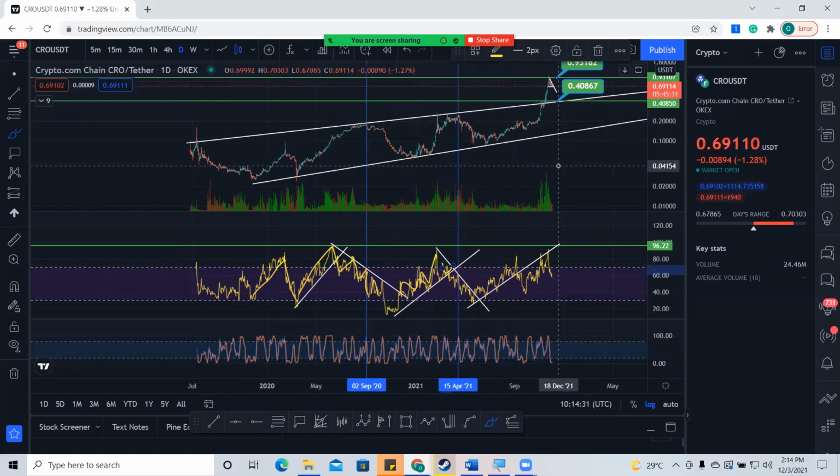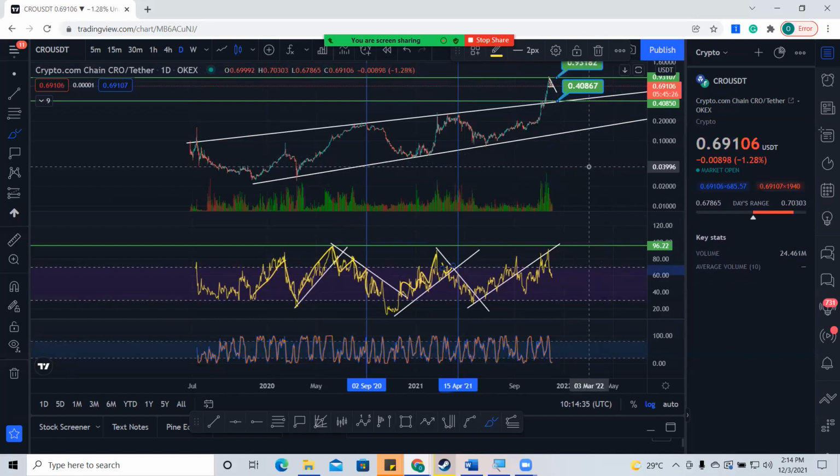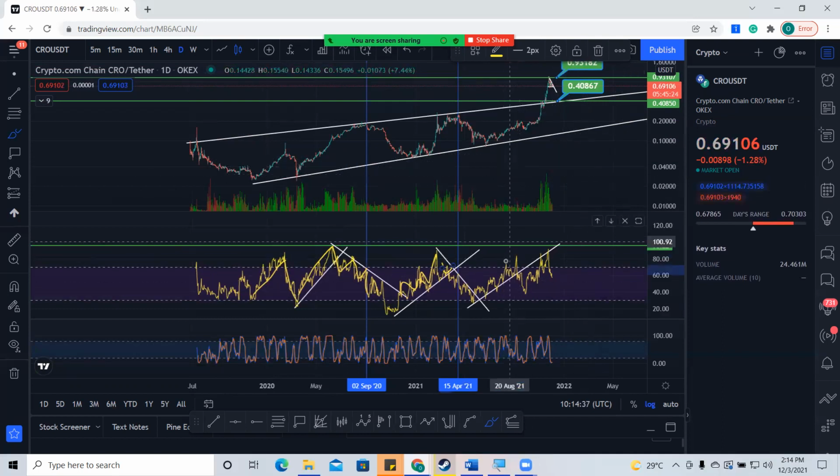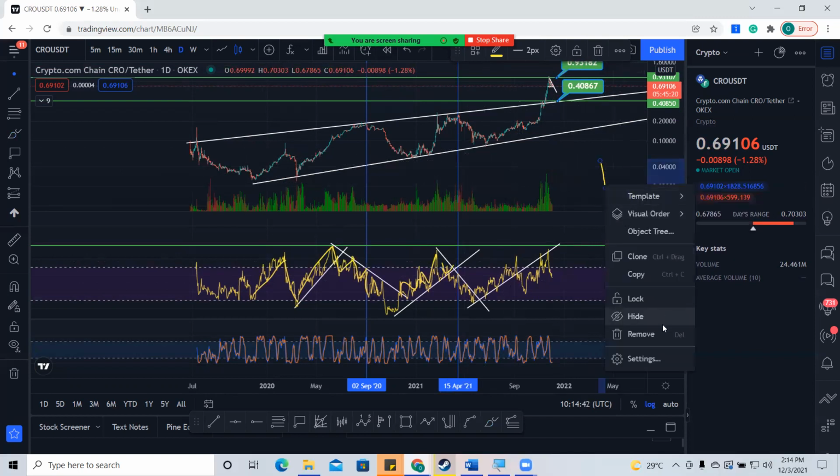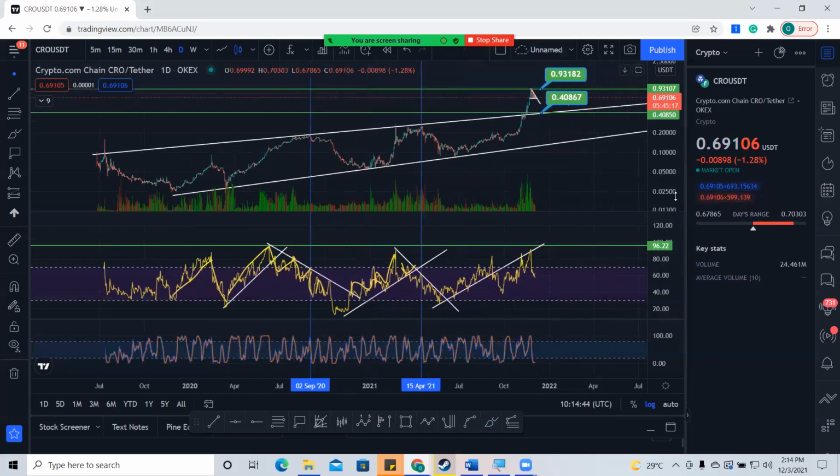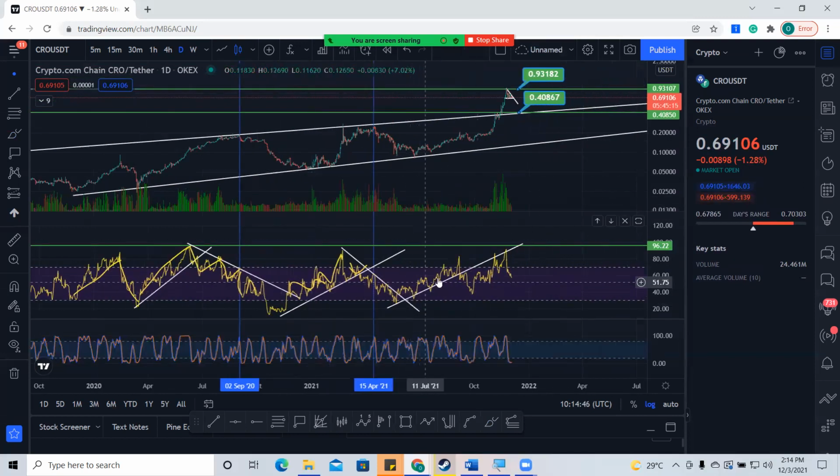If you're a long-term holder, that's good because Crypto.com coin is a great coin. It has a lot of perks, and the utility is really good for this coin. They also have NFTs that they got into. So over here, same thing.